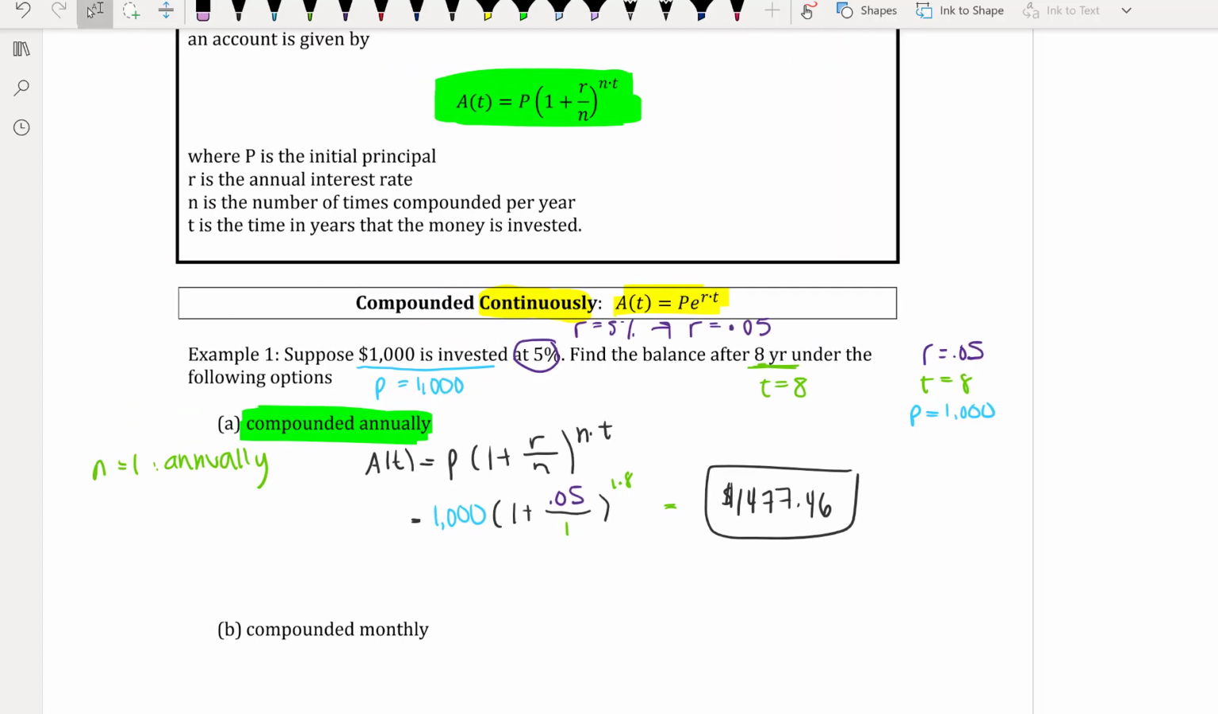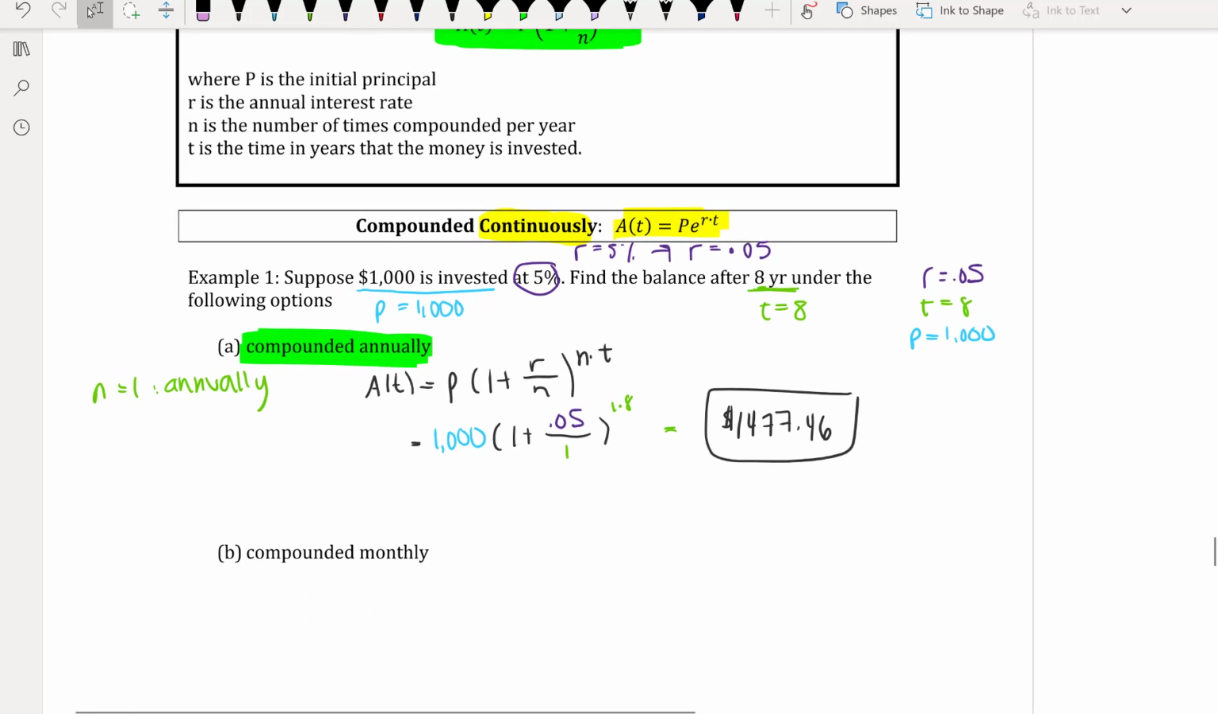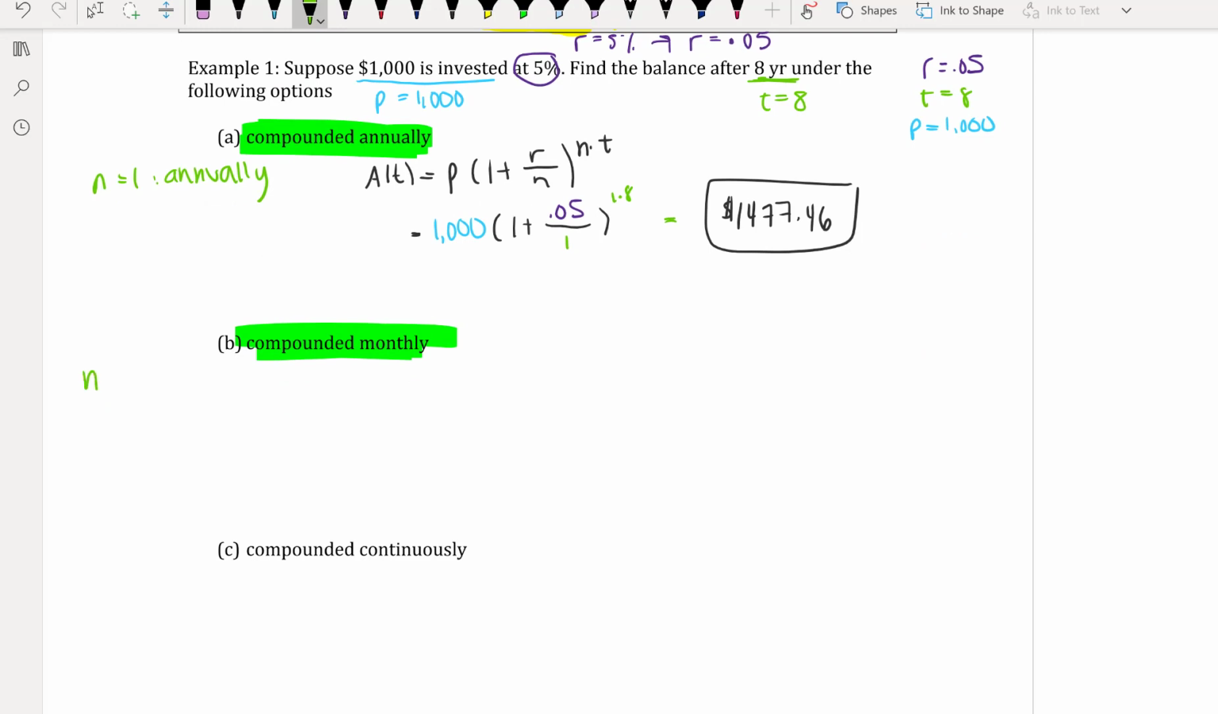Okay. For part B, it's slightly different. It's still compounded monthly. So it's still going to be that same equation, except now because it's monthly, well, how many months in a year? 12. So 12 represents my N for monthly. So I still have my same equation, A of T is equal to my principal, 1 plus r over n, to the n times t.